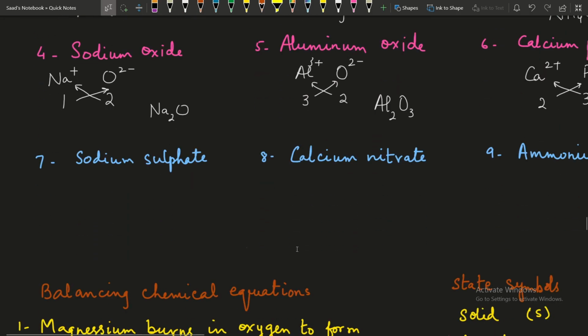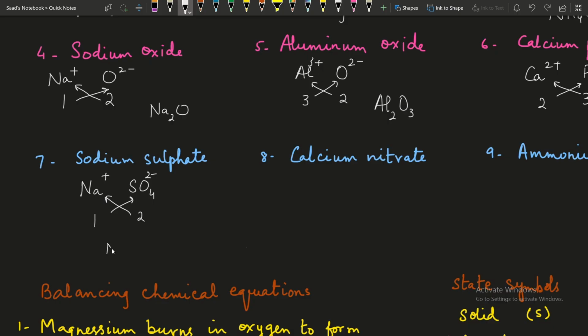So we are done with the simple ions. Now let's take some complex ions. For example, sodium sulfate. Sodium is a simple ion belonging to group 1. Its oxidation number is positive 1, whereas sulfate is a complex ion and the charge or the oxidation state on sulfate is negative 2. Just write the valencies at the bottom and then swap them.